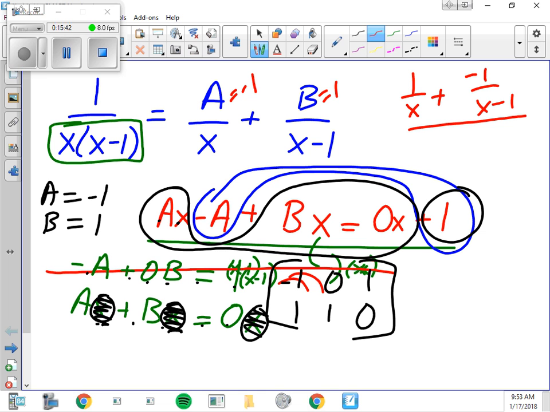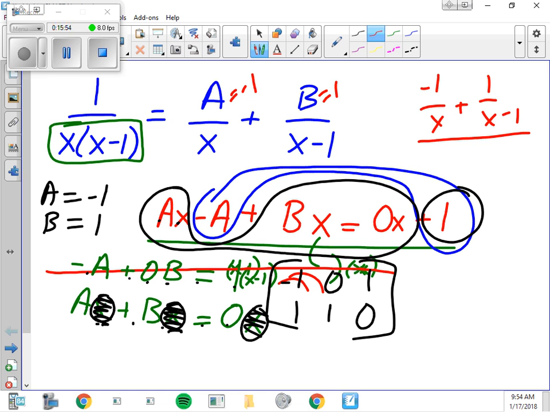What did I do wrong? Oh, you're right. Sorry. So -1 over x plus 1 over x minus 1. These are the two fractions that are used to create this composed fraction. Yes, this is the answer.